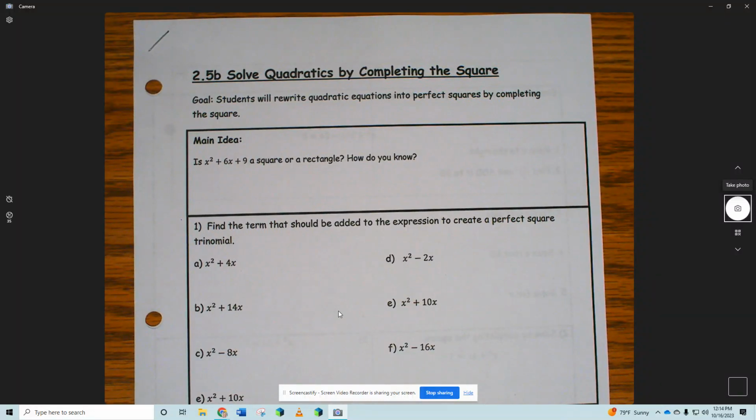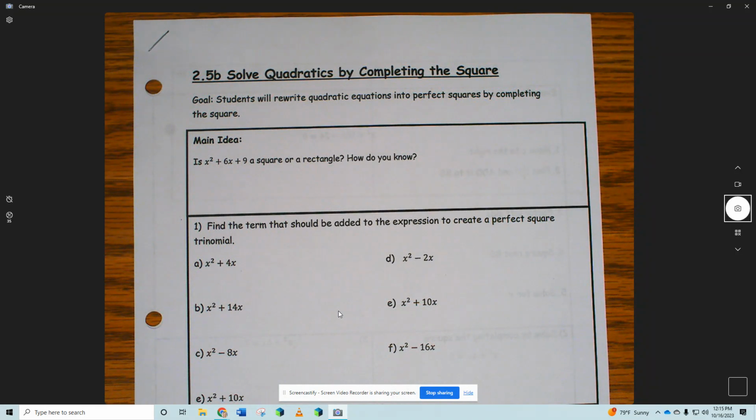All right, this is Algebra 2. We're in Chapter 2, Lesson 5. We're going to do completing the square, which means if I have a trinomial that can't be factored, how do I get the answer? So yesterday we practiced going through these and figuring out what C was.